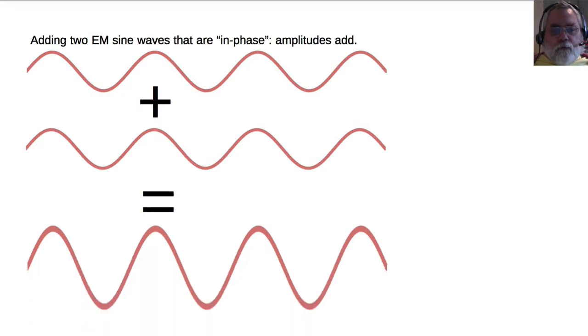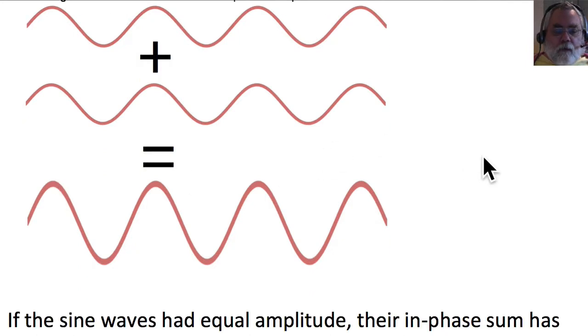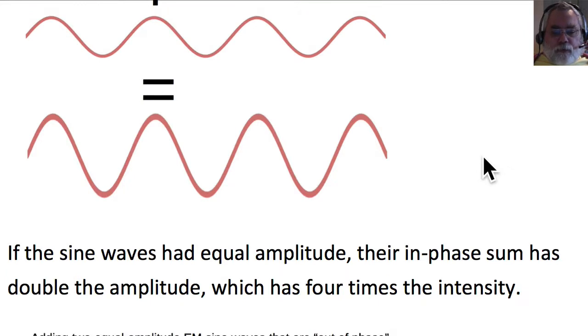When there are two electromagnetic sine waves that are in phase, have the same phase, then the amplitudes add. So here we see this sine wave goes up, this sine wave goes up, and they follow exactly. They're the same frequency, wavelength, and phase. And adding them together adds the amplitude. If the two sine waves had equal amplitude, then their in-phase sum has double the amplitude, which is 4 times the intensity.